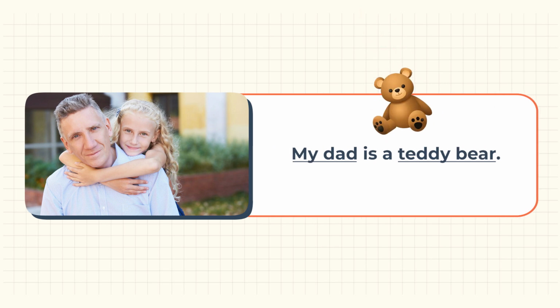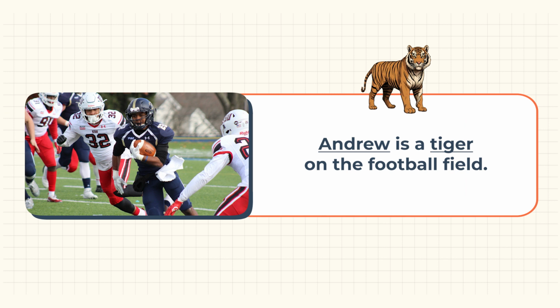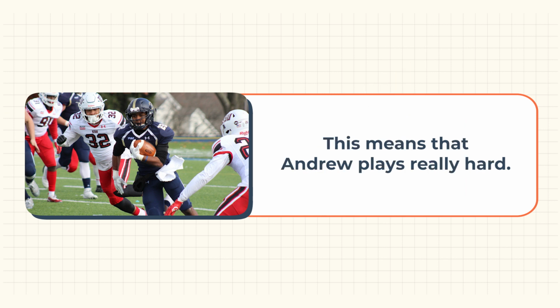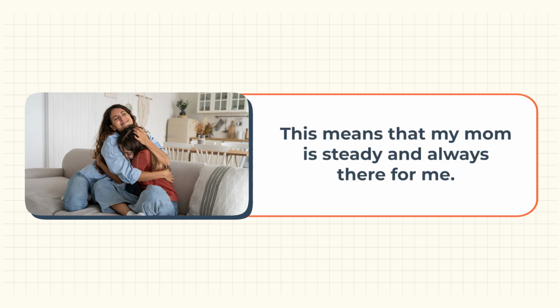My dad is a teddy bear. This means that my dad is kind, gentle, and comforting like a teddy bear. Andrew is a tiger on the football field. This means that Andrew plays really hard. My mom is a rock whenever I have a problem. This means that my mom is steady and always there for me.